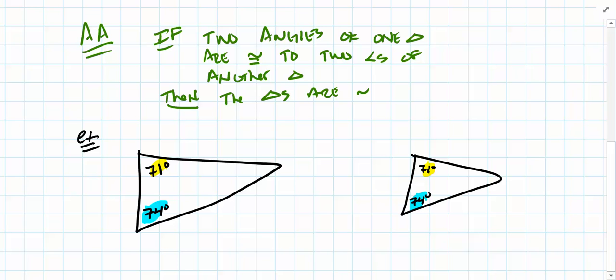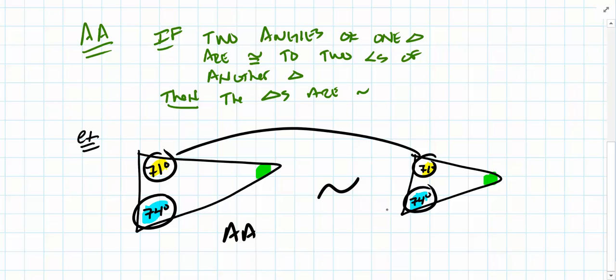So by default, the other one has to match the other one, right? How come? They all have to add to 180. So whatever this one is left over, we can figure it out, has to match up with that one. But we don't need it. Angle similarity means you only need two of them. So these two triangles are similar by the angle similarity because I have an angle there and an angle there. And that's enough to show that these are similar.